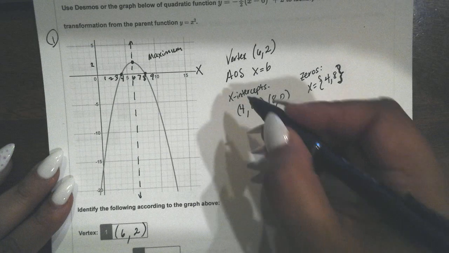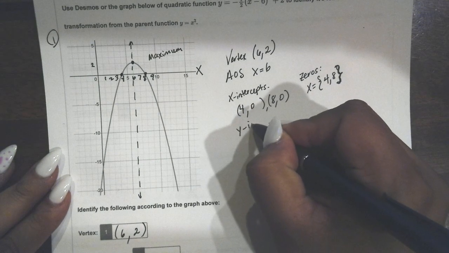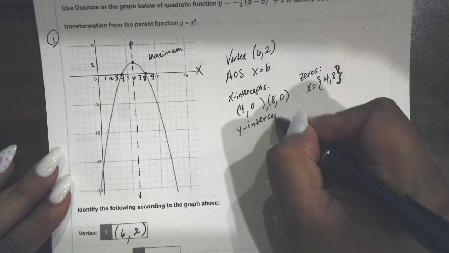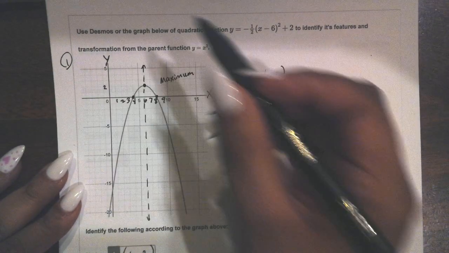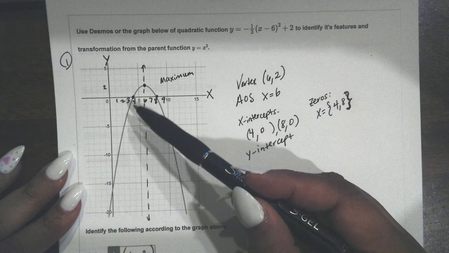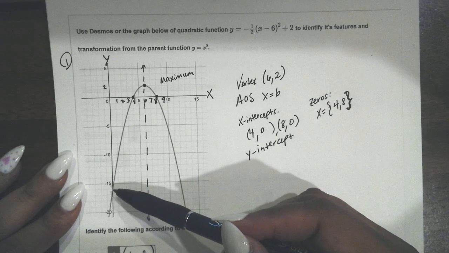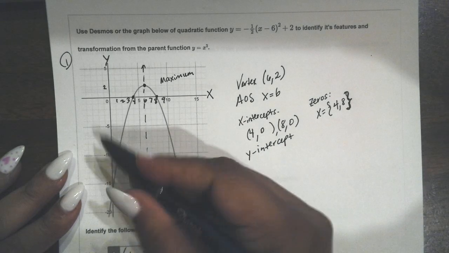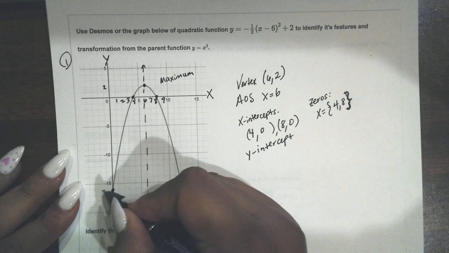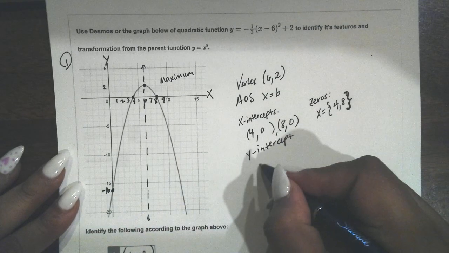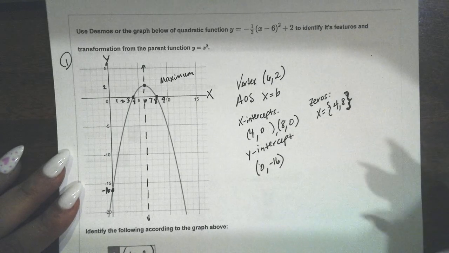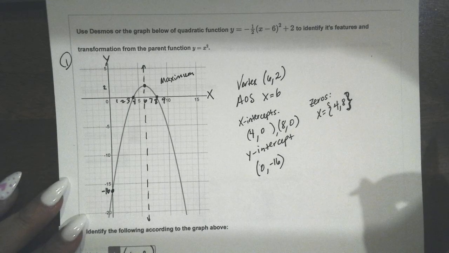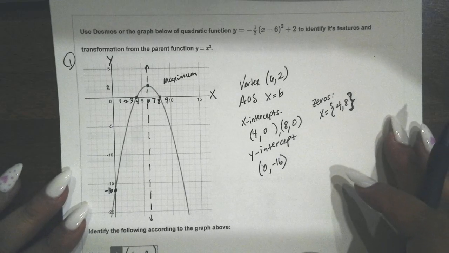Alright, the y-intercept. Instead of crossing the x-axis, it is now crossing the y-axis, and this parabola crosses the y-axis right here at negative 16. So my y-intercept is (0, -16). Alright, and that's all you have to do.